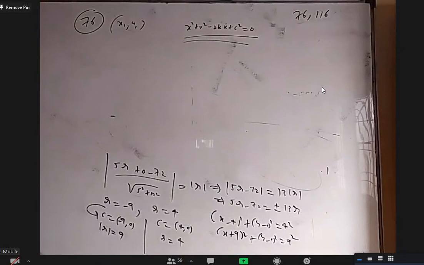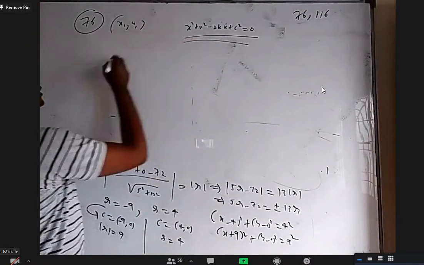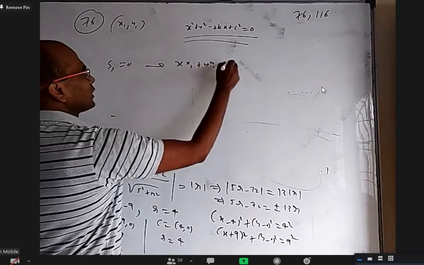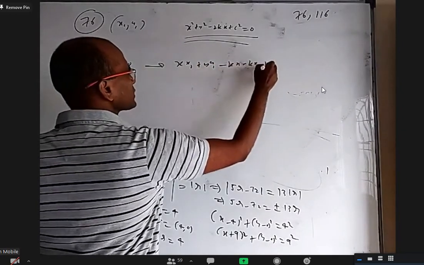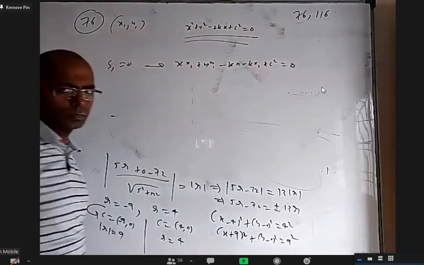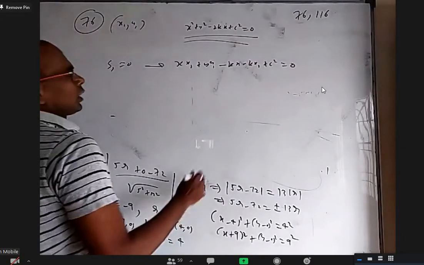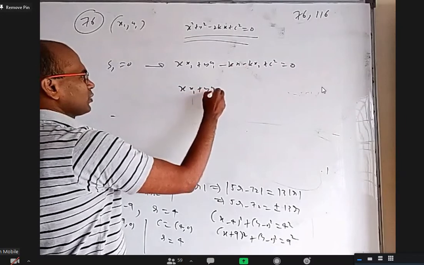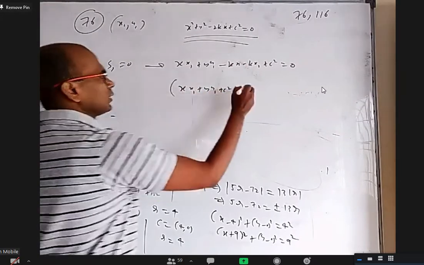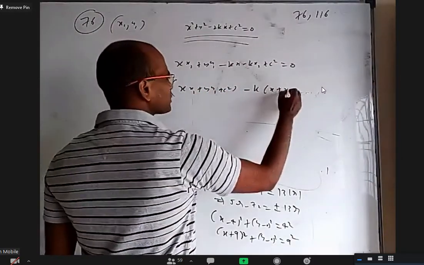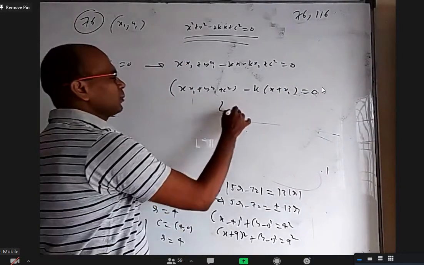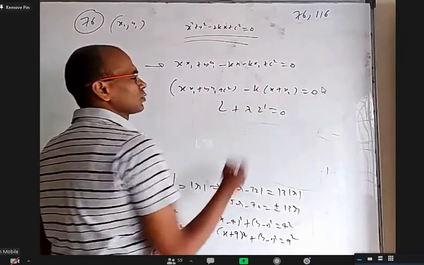What is the polar? Simply S1 equal to 0. When you do S1 equal to 0, you get xx1 plus yy1 minus k(x plus x1) plus c square equal to 0. Now, because k is variable, separate them: xx1 plus yy1 plus c square minus k into (x plus x1) equal to 0. This looks like L plus lambda L dash equal to 0.